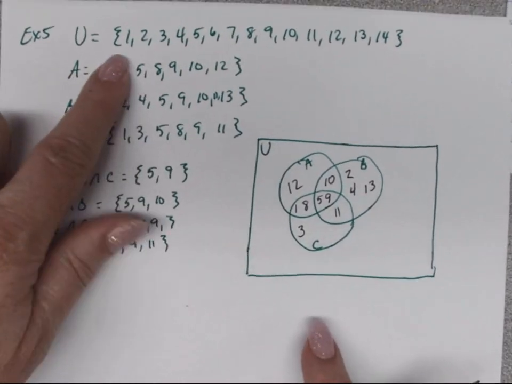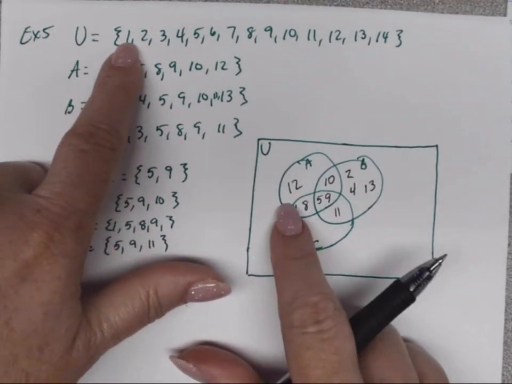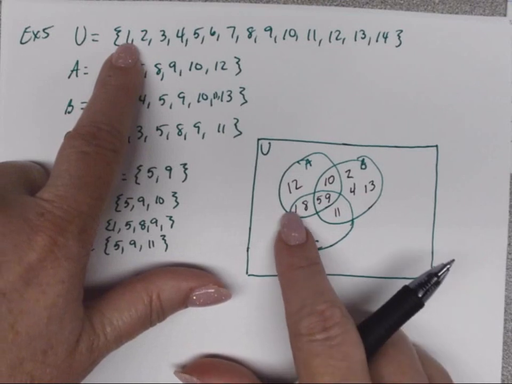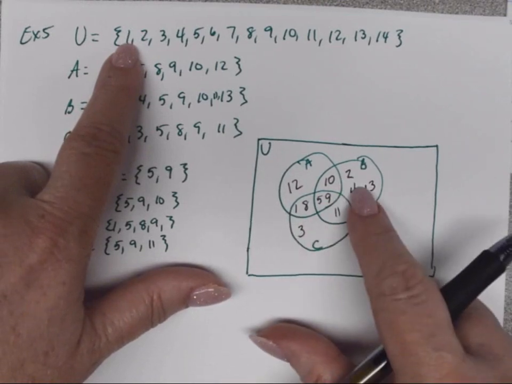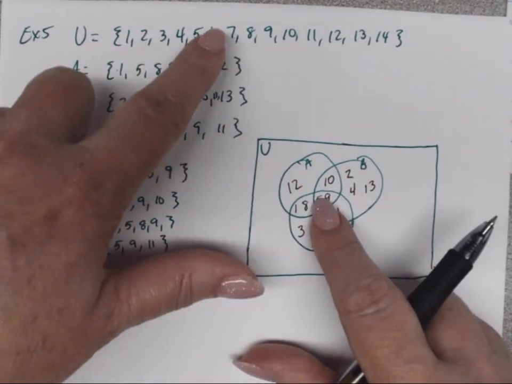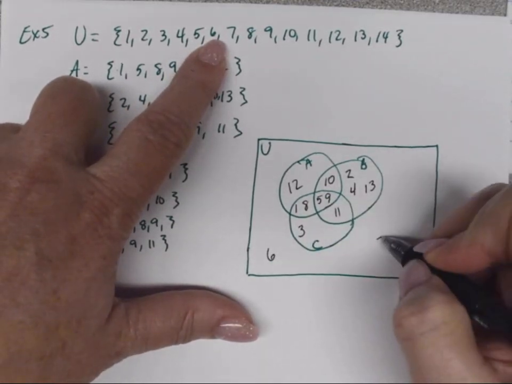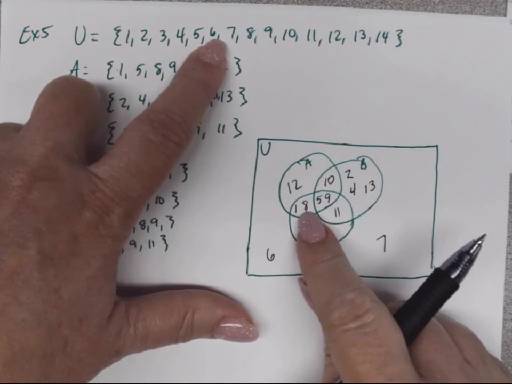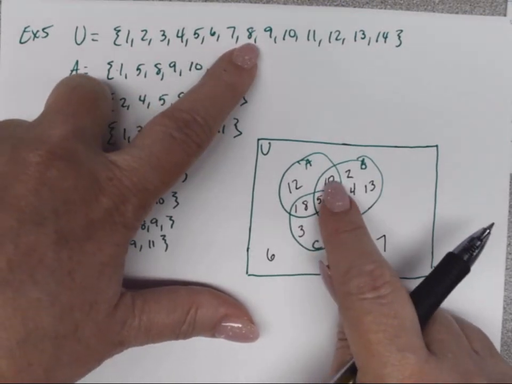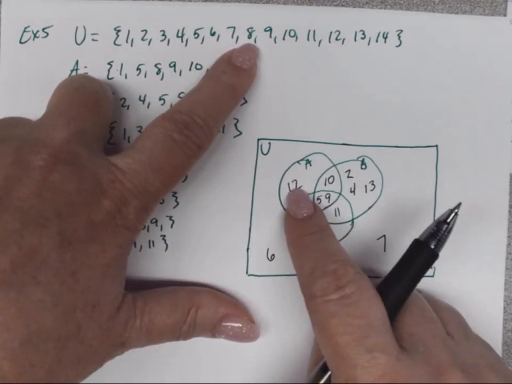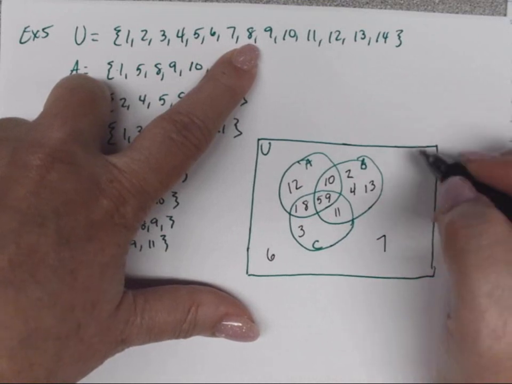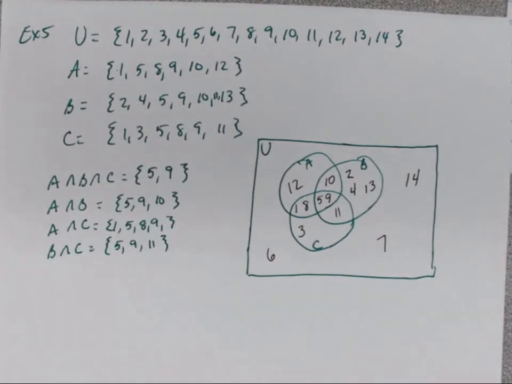we have to go back. So we have 1, 2, 3, 4, 5. We don't have a 6, so we'll put a 6 here. We don't have a 7. We have the 8, we have the 9, we have the 10, the 11, the 12, the 13. We don't have the 14.